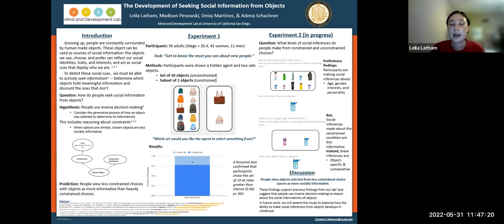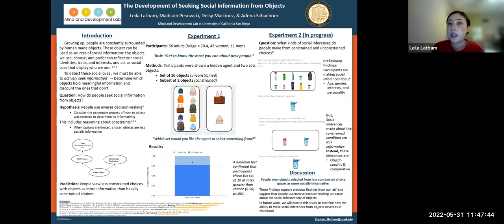We found that overall participants chose the set of 10, the unconstrained condition, 78% of the time. And a binomial test confirmed that participants chose this set at rates greater than chance. So this means that our prediction was correct, that people view less constrained choices, the set of 10, with objects as more informative than heavily constrained ones.